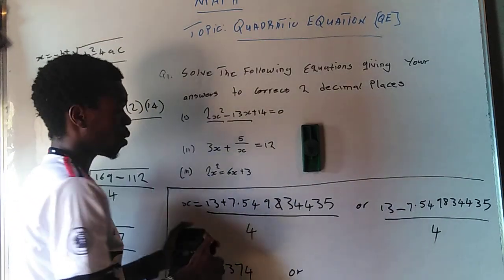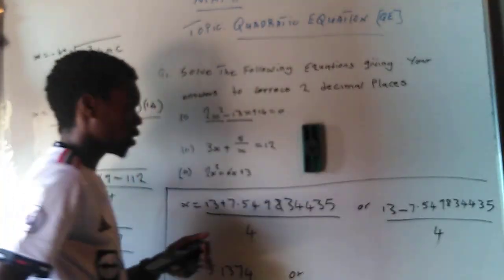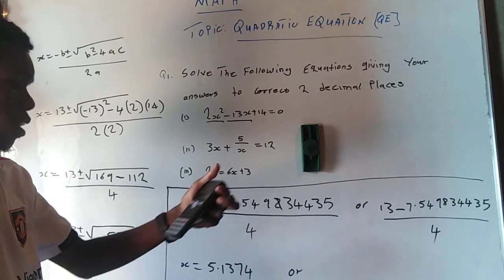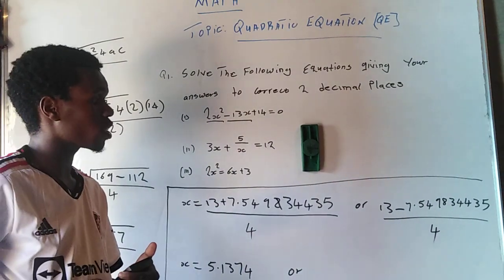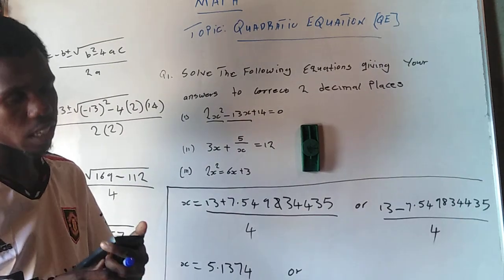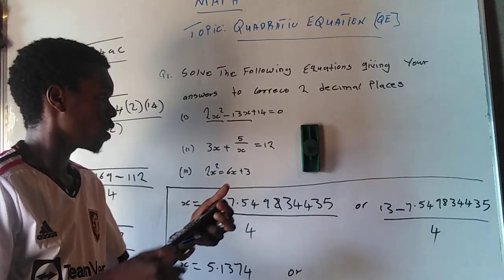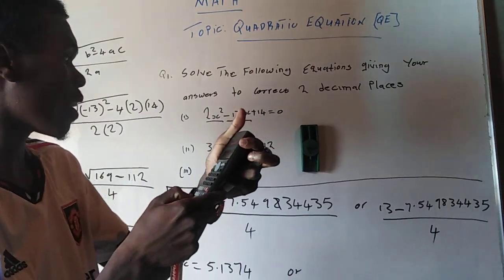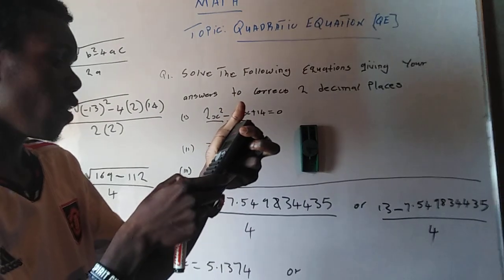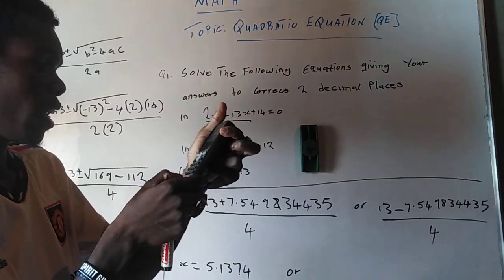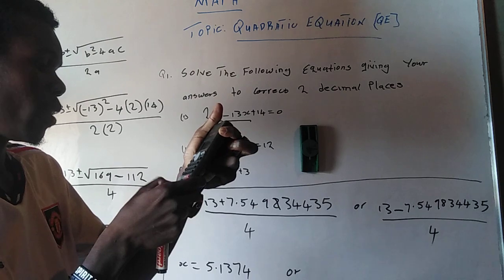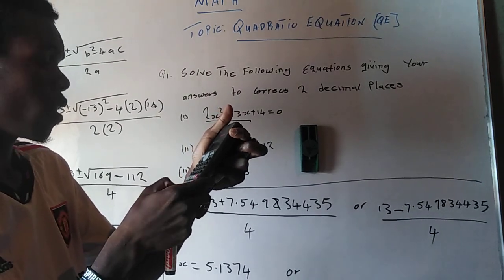Or, I'm done with this now, I now go to the other. Since I'm done with this, I now go to that. So now I'm going to say 13 minus the same number, which is the square root of 57. So 13 minus 7.549834435.